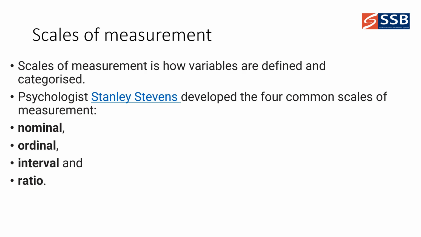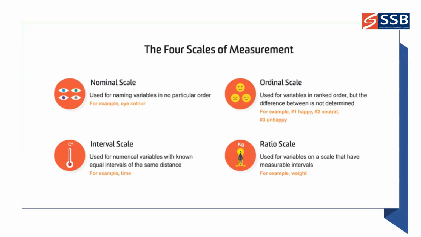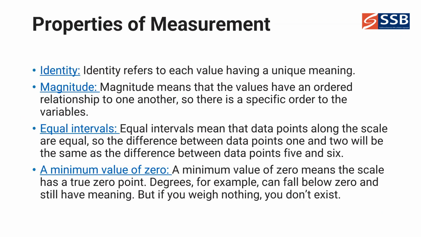So let us see one by one what these scales are all about. The first one is the nominal scale. Before we get into the four scales, let us understand the properties of measurement. The scales of measurement for the factors or variables you are trying to analyze must have these four important properties: IMEA, identity, magnitude, equal intervals, and a minimum value of 0.